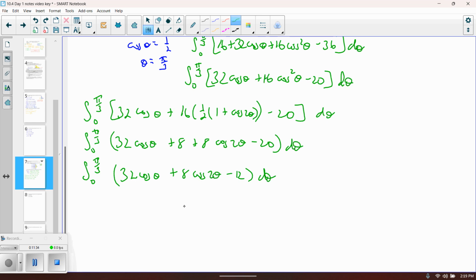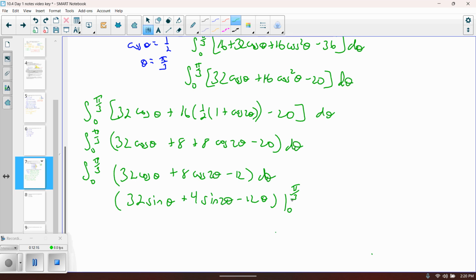So 32 cosine theta, the antiderivative is negative 32 sine of theta. Excuse me, that's not a negative, that's a positive sine. Sorry, it's 32 sine of theta. Antiderivative of 8 cosine of 2 theta is going to be a sine of 2 theta. Remember, we have to introduce the extra 1/2 out in front now, which is going to make that a plus 4. And then we've got minus 12 theta, evaluated from 0 to pi thirds.